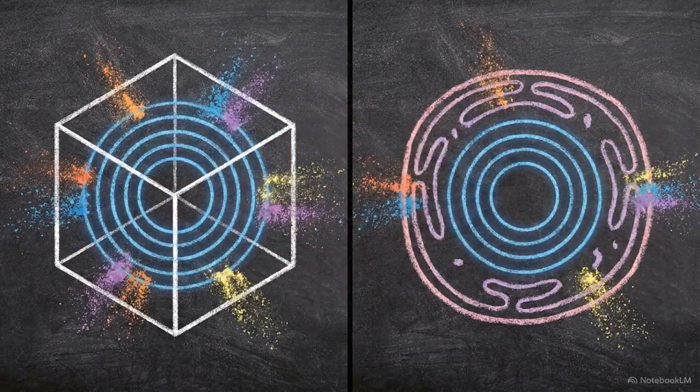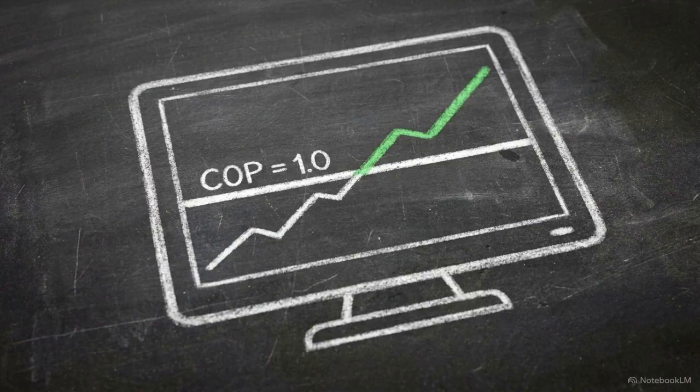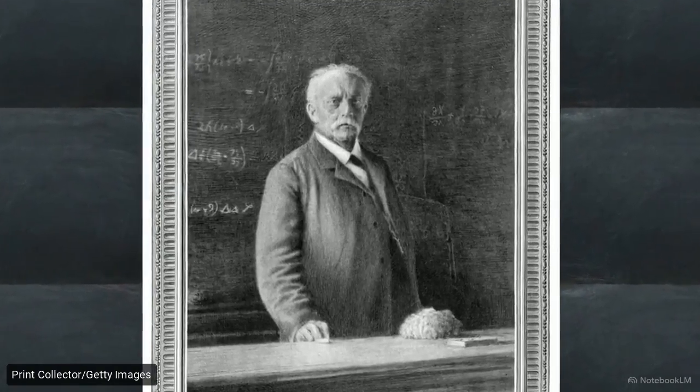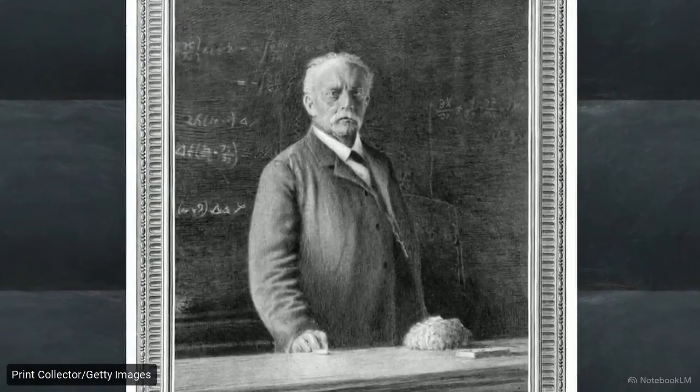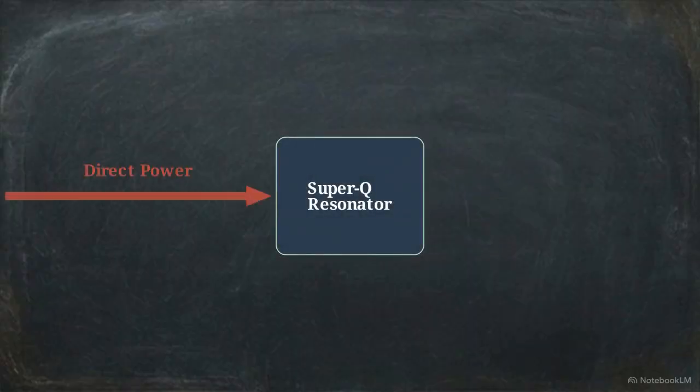Operating this cycle leads to the most controversial outcome of the Super-Q framework, a system capable of achieving a coefficient of performance, or COP, greater than unity. In classical physics, producing more coherent output than the power you put in appears to be a blatant violation of the first law of thermodynamics. This paradox is caused by a measurement error.